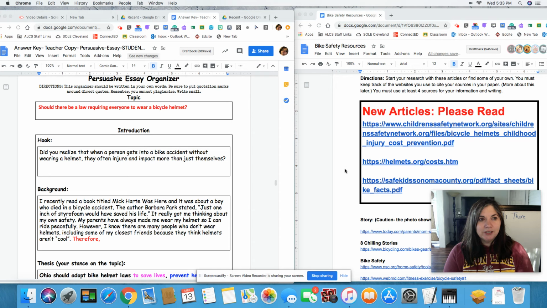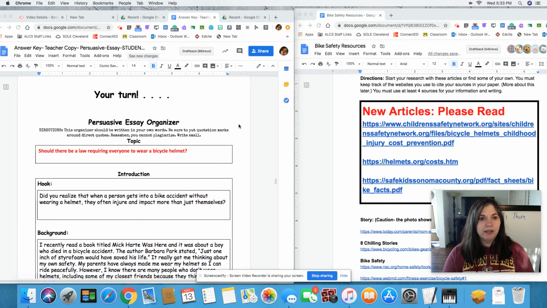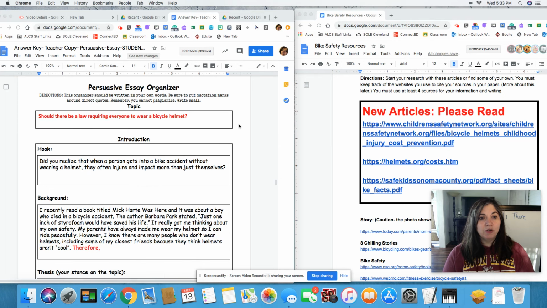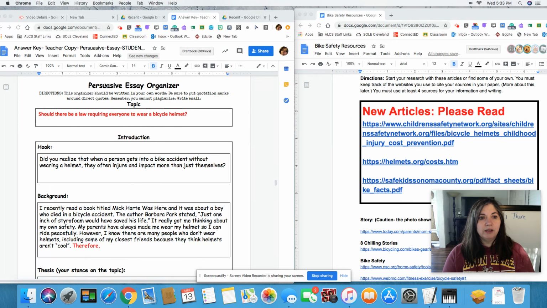So to get us started, I would like for each of you to open up a couple of tabs. First of all, you're going to need to open up your Persuasive booklet for your student copy of your Persuasive essay. Open that up and then turn to your graphic organizer as you see here. Now notice mine says answer key, teacher copy. This isn't what I want you looking at. Open up your document, okay?